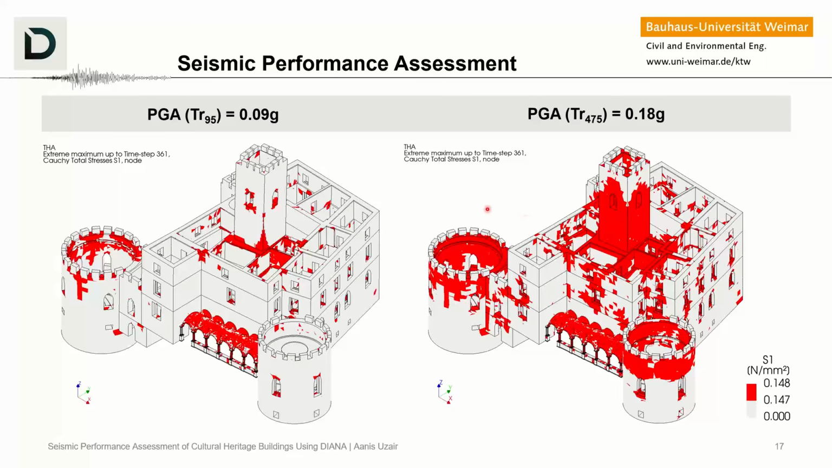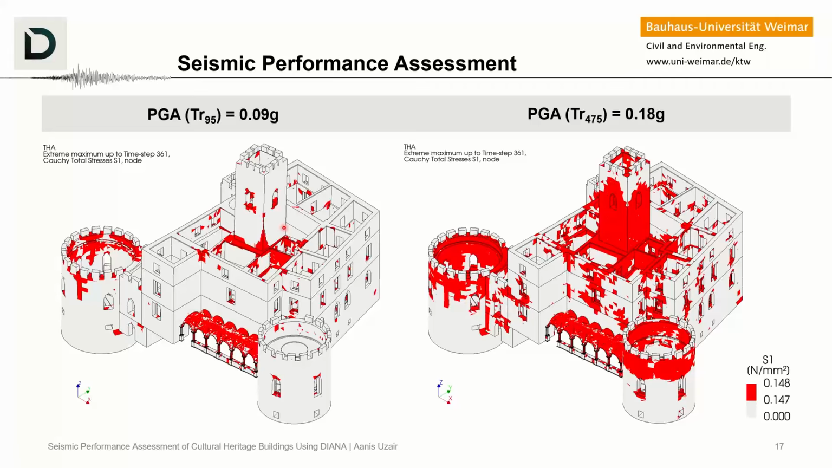So here is a comparison of the 95-year return PGA value and the 475-year return PGA value for the particular site. Now, for the 100-year earthquake, the structure is more or less safe, although there are some regions where the stress exceeds the elastic limit, but this does not indicate that the structure has failed. When the elastic limit is exceeded, it only tells you that the part is going into a nonlinear range, but it does not tell you exactly if it has failed or not. So that's something that we never know.